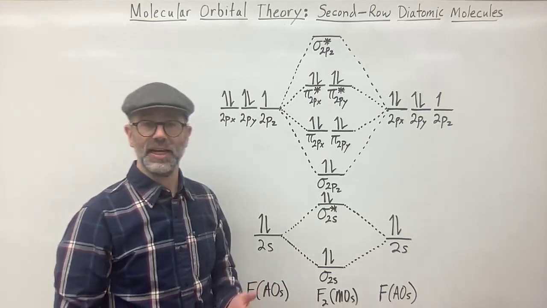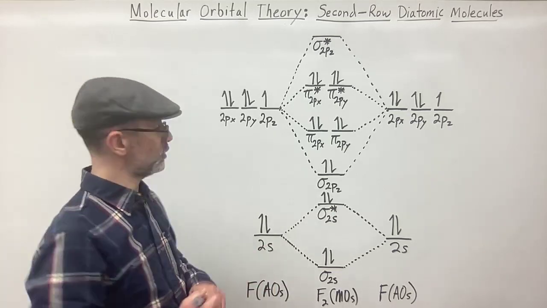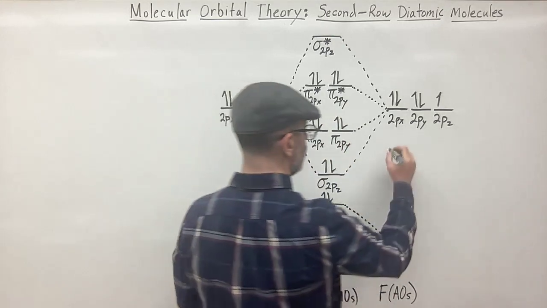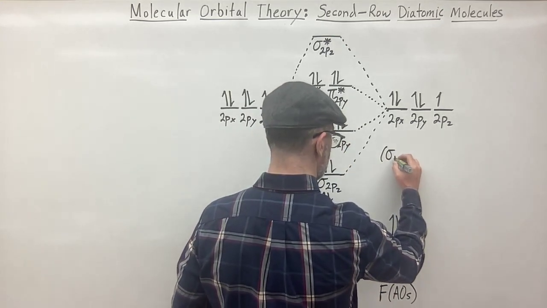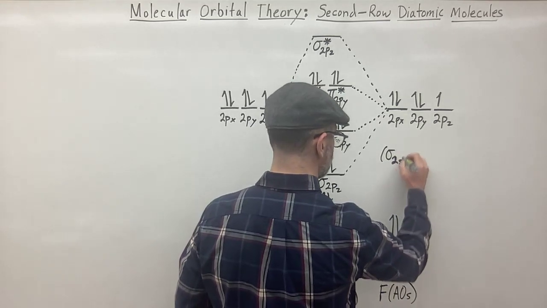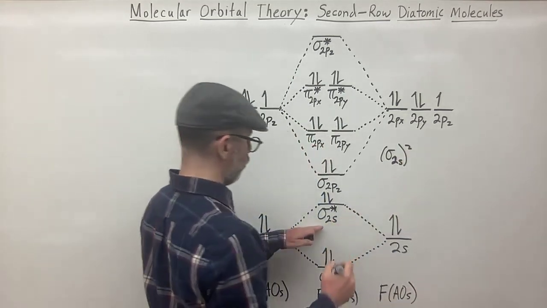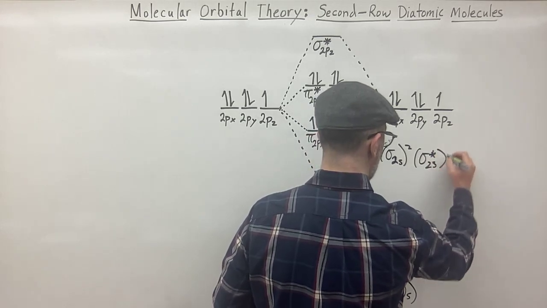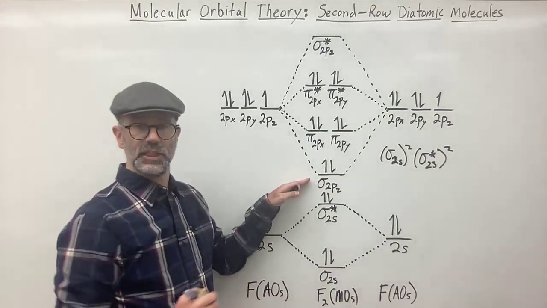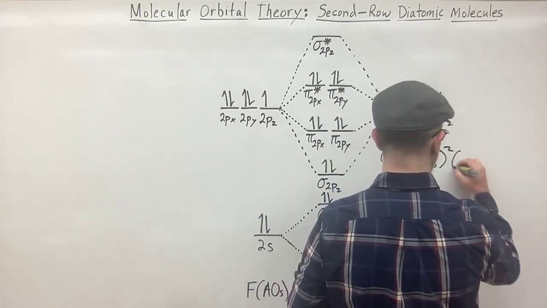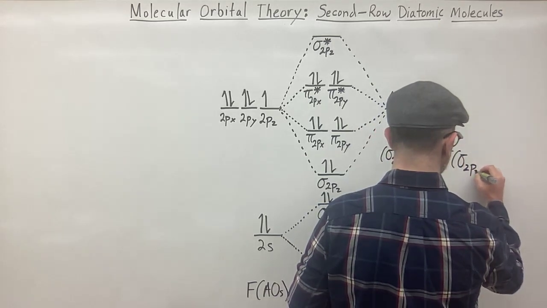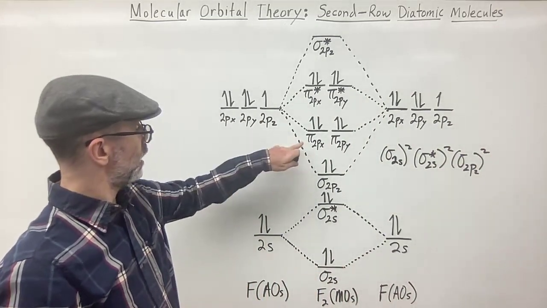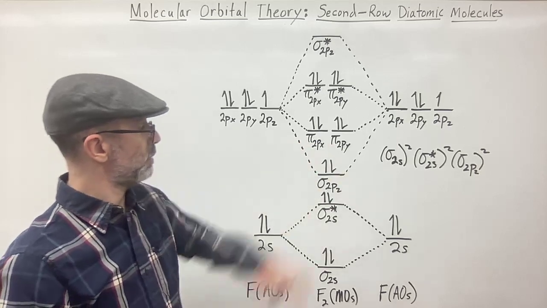So we could write the electron configuration for F2, right? So that would be, starting at the bottom, it would be sigma 2s with 2 electrons, followed by the sigma 2s star with 2 electrons, followed by the sigma 2pz, right? So we have the sigma 2pz with 2 electrons, and then we got the pi 2px, pi 2pz.